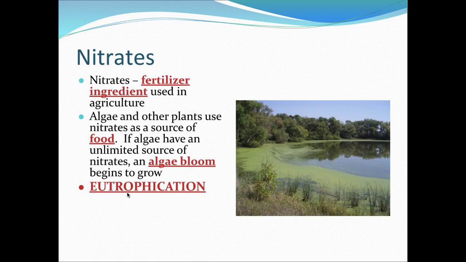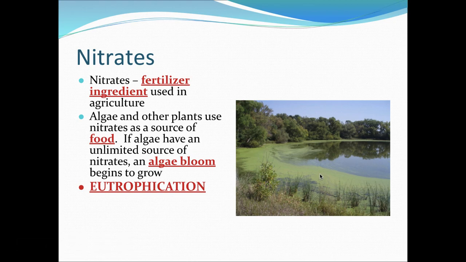All right, moving on to our next indicator, nitrates. All right, a nitrate is something that's used in fertilizer. So here's your definition. Fertilizer ingredient used in agriculture. So people put fertilizer on plants to help them grow. The nitrates help the plants build the proteins that they need to be nice and pretty and strong and all that good stuff. All right, what happens with nitrates is people put down fertilizer, and then that fertilizer gets in the water, and then algae uses the nitrates as food.